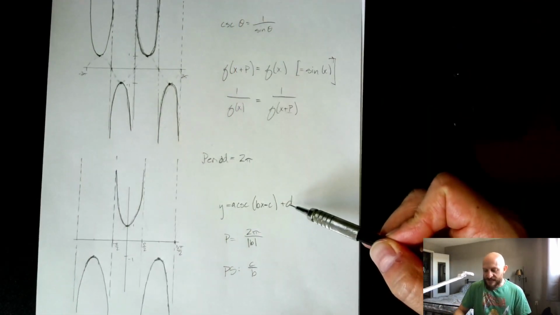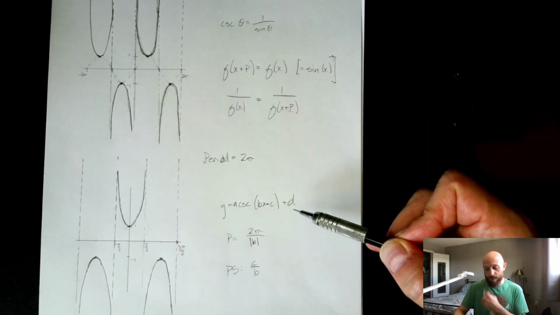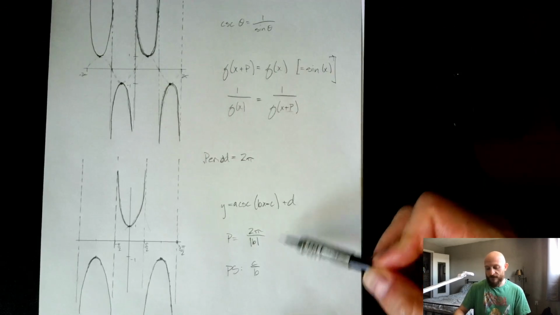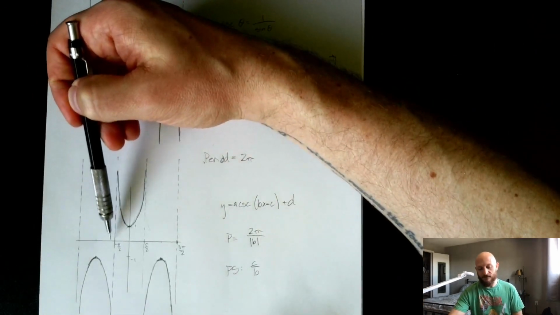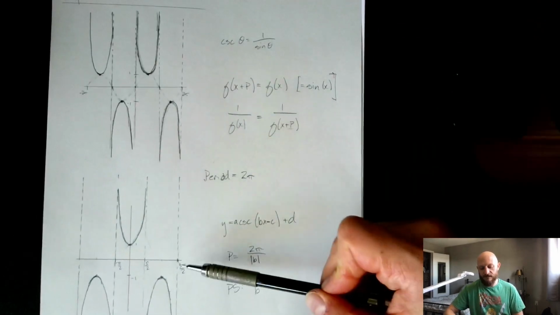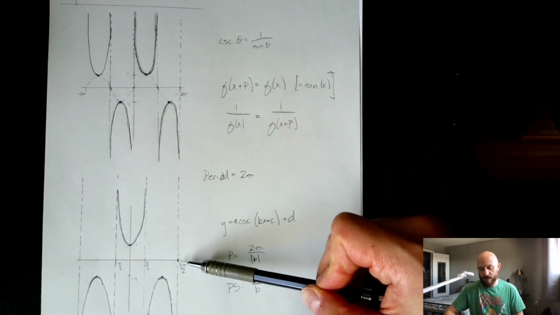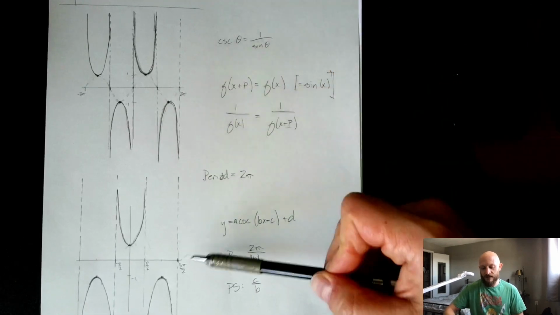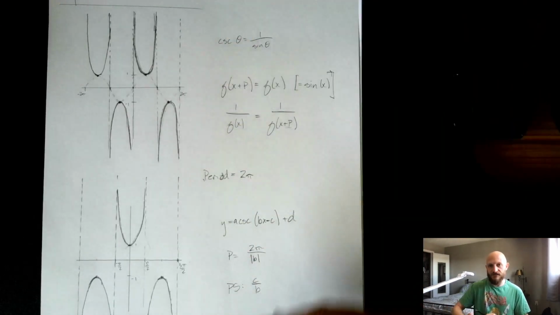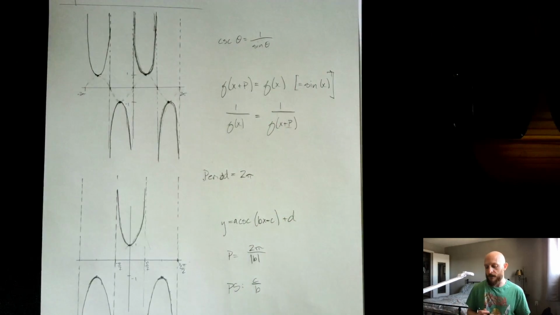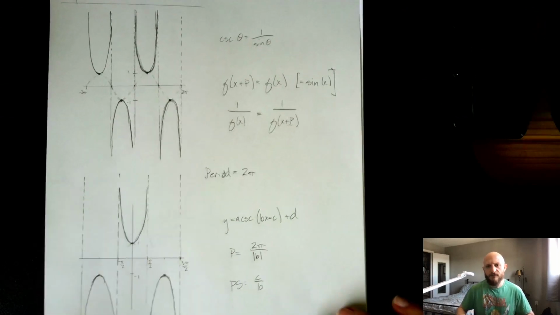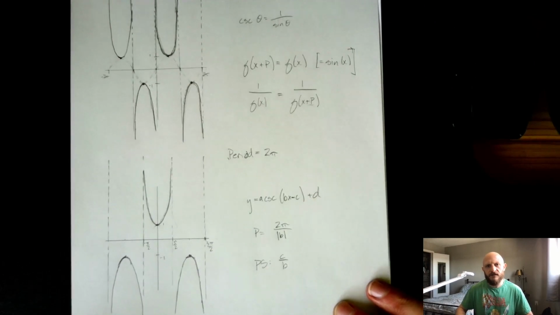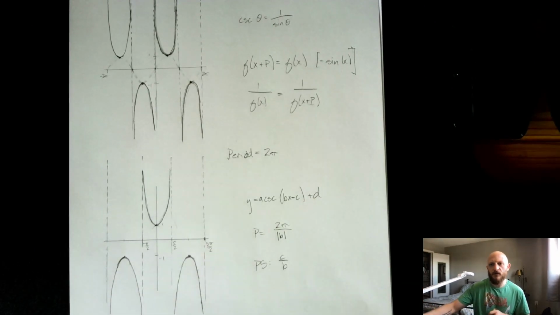And then D affects, once again, the midline. It's still the same thing. So the midline of the regular secant and cosecant is the same as the midline for sine and cosine, which is the x-axis. So D is just going to shift things up or down by however large D is. Okay, so those are the graphs of secant and cosecant. Let me know what questions you have.